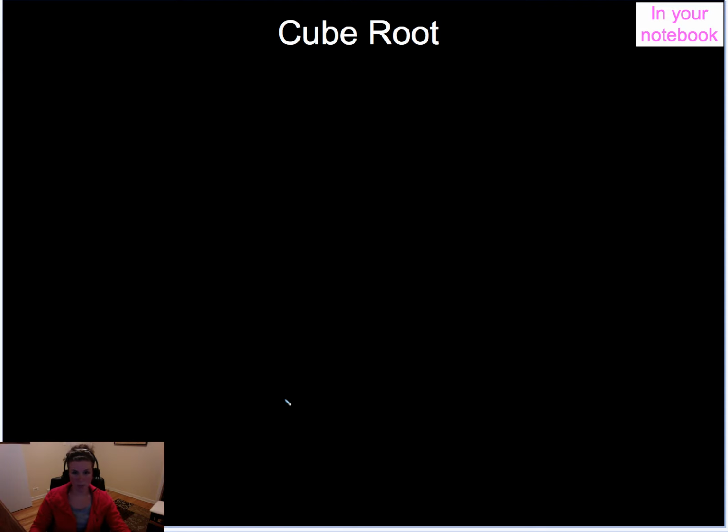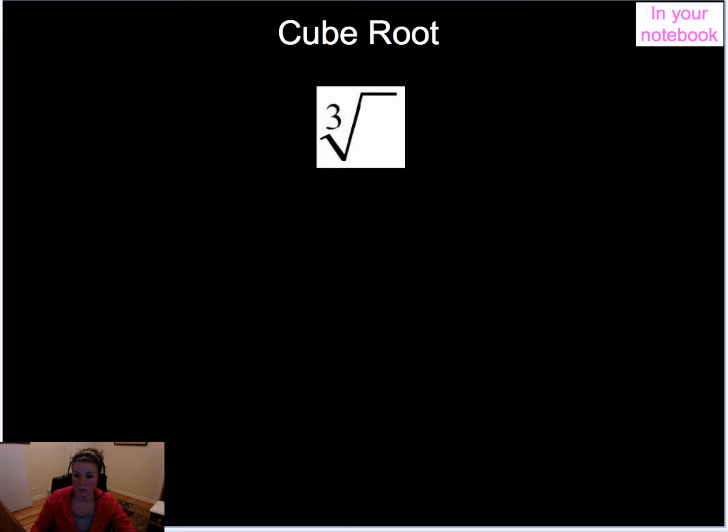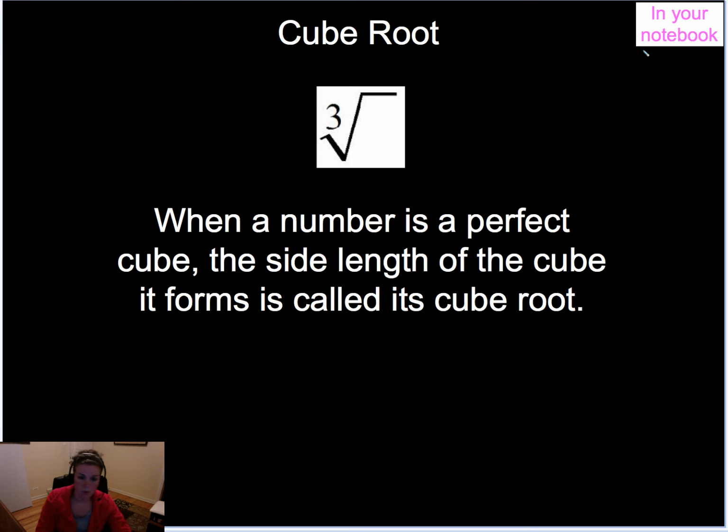Okay, so now let's talk about the opposite of that, which would be a cube root. The symbol looks like this. The number that you're taking the cube root of would be on the inside, so let's say it's the cube root of 8. It would look like that. Notice you still have that check mark symbol, but now we have a 3, meaning the cube root, and then the numbers on the inside. When a number is a perfect cube, the side length of the cube it forms is called its cube root. What that's saying is if you have the cube root, that's just the inverse of finding the cube.